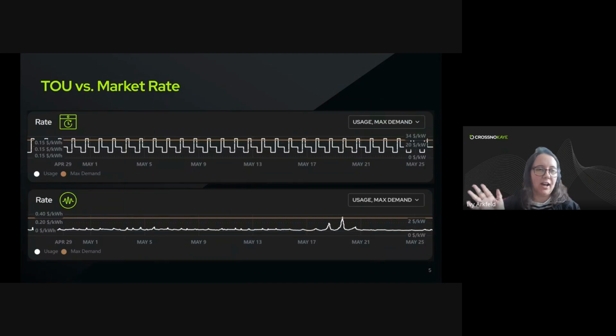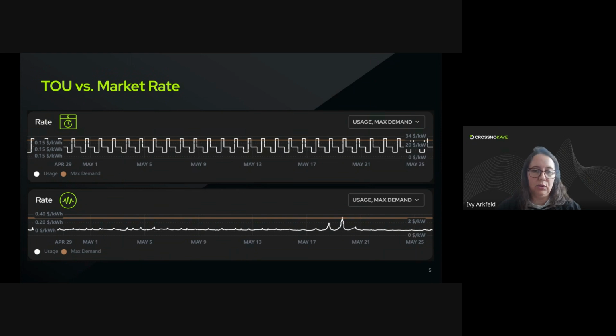All right, so first off, time of use versus market rate. It actually is how it sounds in the name. Time of use is about how much you use during a specific time period. That is how much you're going to be charged. So there are these different rates that apply to set time periods.